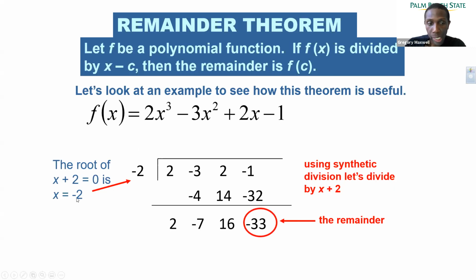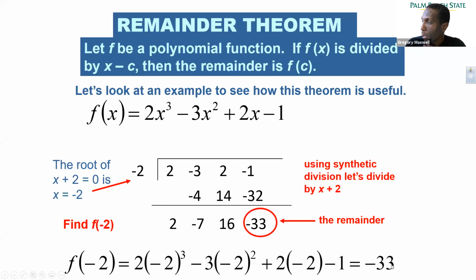and if I just take this -2 and plug it into the function, I would still get -33. So a shortcut for finding the remainder, instead of doing a whole long process of division, is that I simply plug c into the polynomial and see what the answer is.